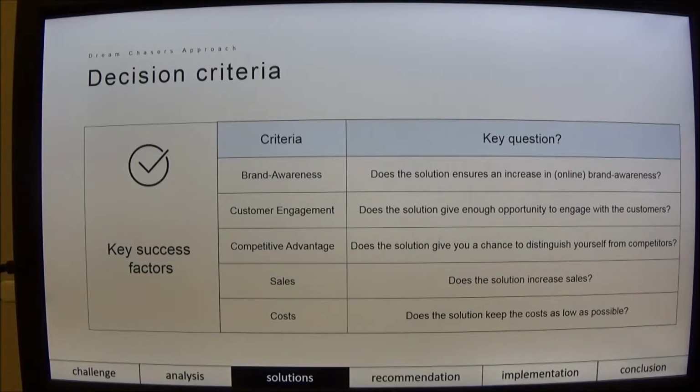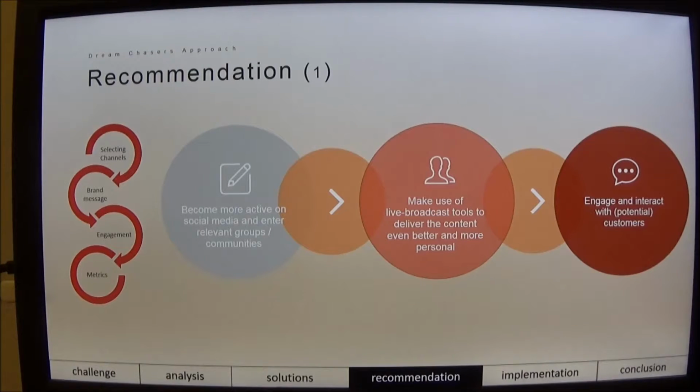But basically, the outcome after applying these criteria to each solution was that we first start to become more active on social media, make use of more live broadcasts, and really engage and interact with potential customers.